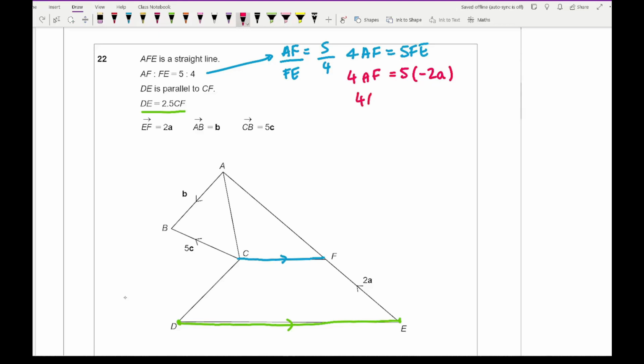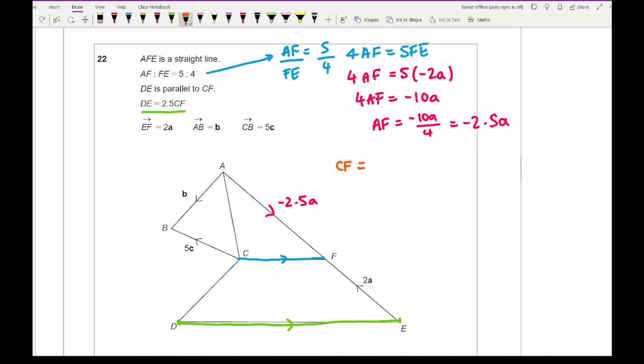So 4 lots of A to F equals minus 10a, so then A to F is going to be minus 10a divided by 4, which is minus 2.5a. So A to F, I can write on the diagram as being minus 2.5a. Then from this I can work out what C to F is going to be.